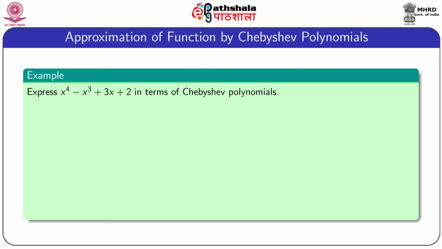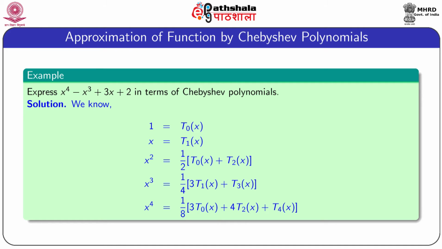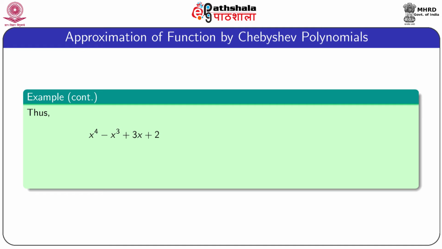So, using this representation we can conclude that every polynomial can be expressed in terms of Chebyshev polynomials. To illustrate this concept, we considered an example. The example is: express x to the power 4 minus x cube plus 3x plus 2 in terms of Chebyshev polynomials. We have shown that 1 equals T0(x), that means 2 can be written as 2 into T0(x), x is nothing but T1(x), and so on.